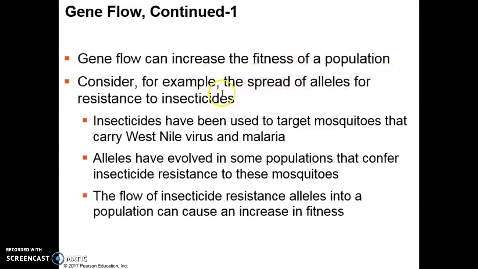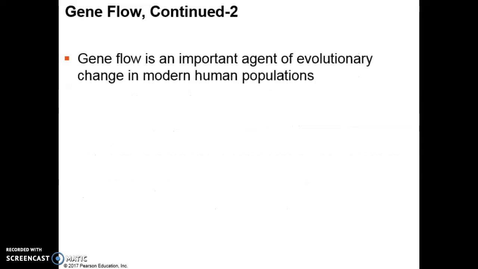So consider the spread of alleles for resistance to insecticides. That's something we talked about briefly in the last chapter, but I said we were going to get to it more in this chapter. Notice that we've used a ton of insecticides, DDT, and lots of derivatives of DDT, to target mosquitoes that carry West Nile and malaria. So in some populations, those mosquitoes are resistant to those insecticides. If that population then spreads to another population, maybe a mosquito jumps on a plane and hitches a ride to the U.S., now that insecticide resistance is going to be present in our population.